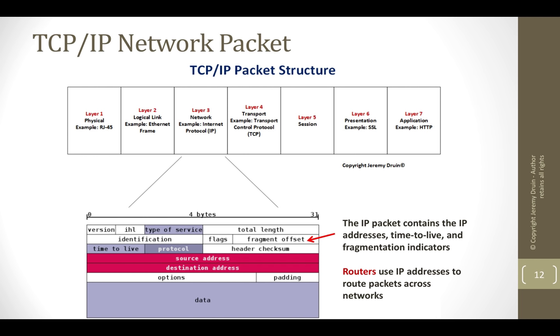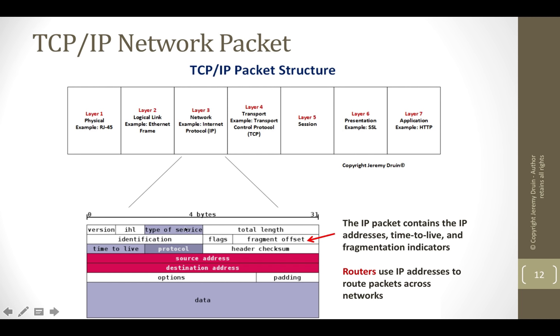The IHL is the Internet Header Length. It's how long is the IP packet, not counting the data. And it's also interesting to note down here in this data area that from Internet Protocol's point of view, data in this example is going to be TCP. The IP protocol doesn't really know that there's such a thing as a TCP. It just knows that it's carrying data. How that data is organized is determined by another protocol. So in our example, TCP determines how this purple data area down here is organized.